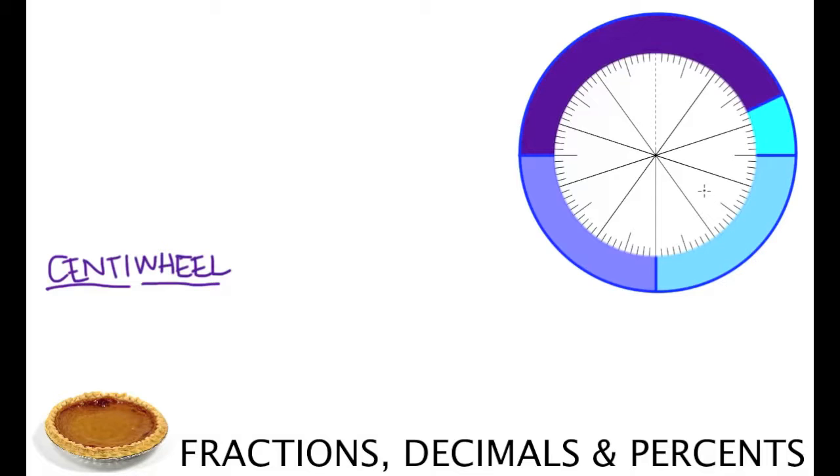There's 10 of those. We got 1, 2, 3, 4, 5, 6, 7, 8, 9, 10. They're all cut in half, so then you got 20 of those. And then each one of these little tick marks divides this whole centowheel into 100 parts, or hundredths, or decimals or percents, but I'll show you that in just a minute.